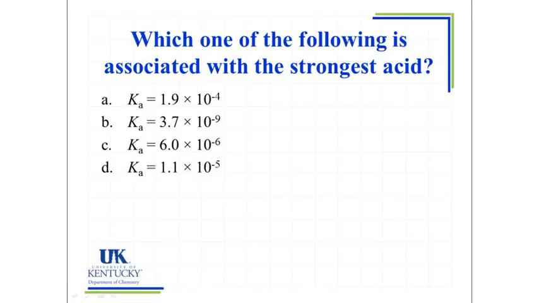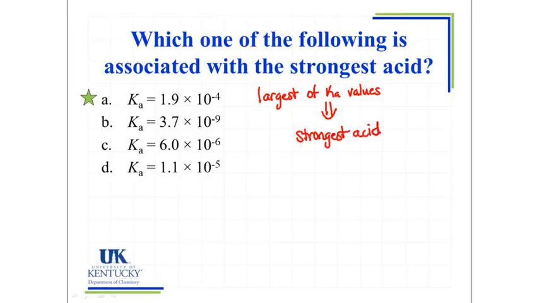Now I want to look at an example. Which one of the following is associated with the strongest acid? Now note these all have Ka values, so they are all weak acids, so we're asking which one is the strongest weak acid of these 4. Hopefully you answered the first one, 1.9 times 10 to the minus 4th. This is the largest of the Ka values for these 4. Therefore, it will be the strongest acid of these.